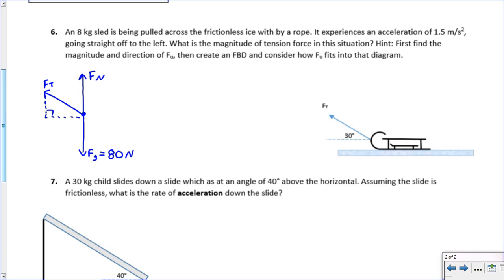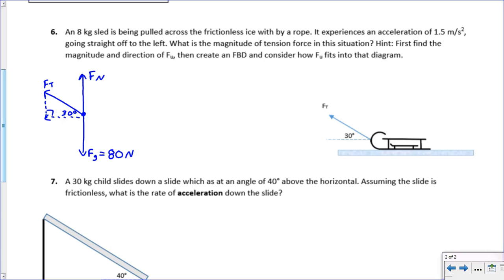Now, something to think about with this problem is that it's going to end up being balanced in the vertical direction, up and down, because it's not taking off up into the air and it's not burrowing down into the ice. And so the vertical direction is going to be balanced. The horizontal direction is what's going to be unbalanced. It's going to be accelerating to the left. And so our unbalanced force is really just going to be that leftward component of the tension force. Vertically speaking, we should end up with a balanced force here.